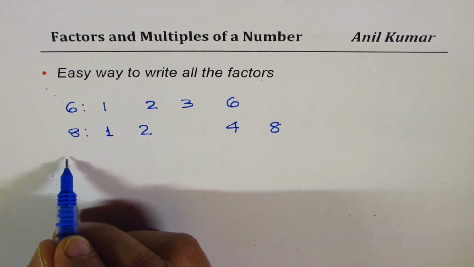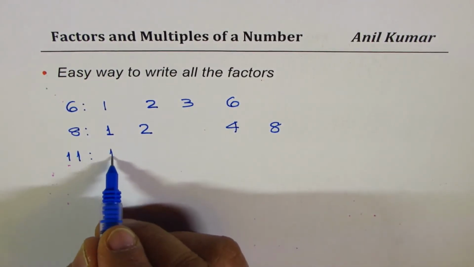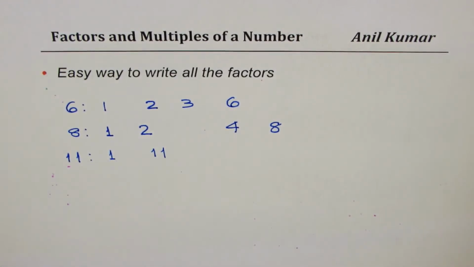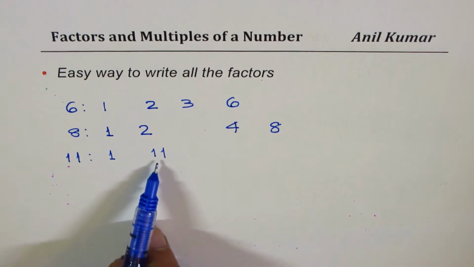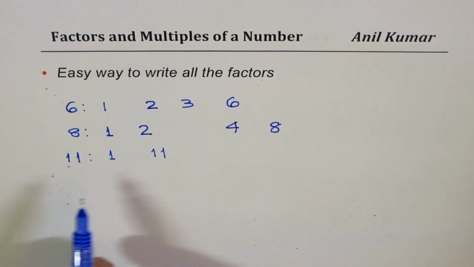So let's take another slightly bigger number, 11. Now 11, as you know, is just 1 times 11. It has only 2 factors. Since it has 2 factors, we'll call this number a prime number.